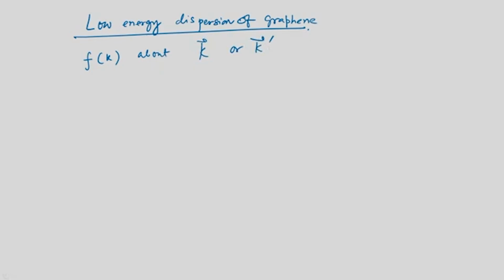So, let us write down a momentum, say q, which is equal to k minus K. Now, this k is a momentum variable that runs in the Brillouin zone. This K is fixed; it is a Dirac point. And this q is also a variable, but it is a low energy variable because you are expanding the dispersion about the K point.